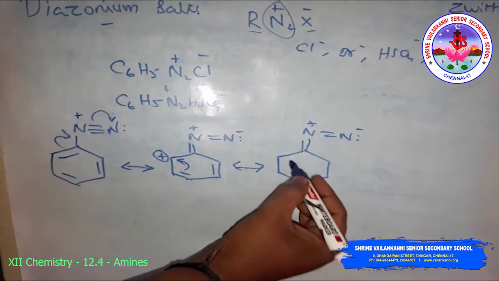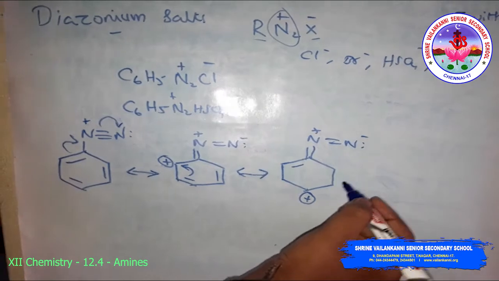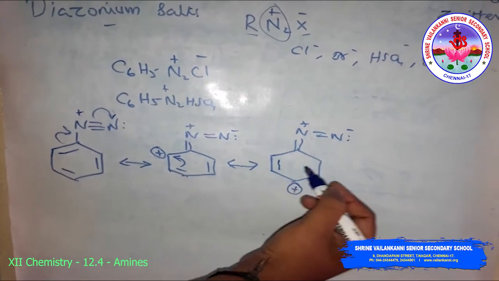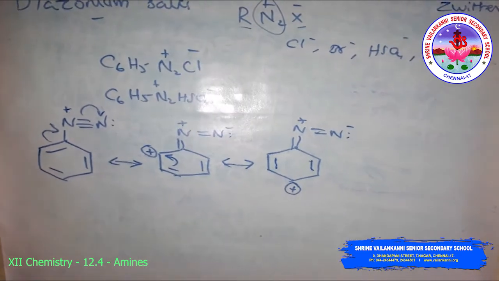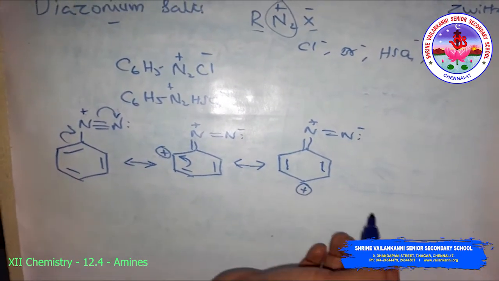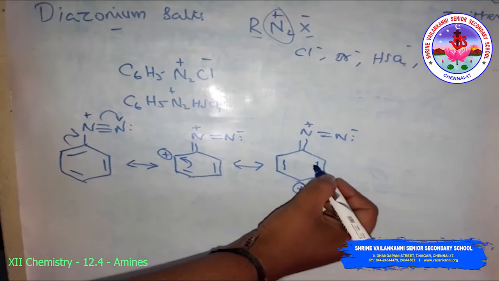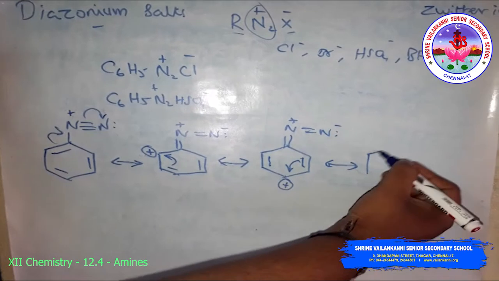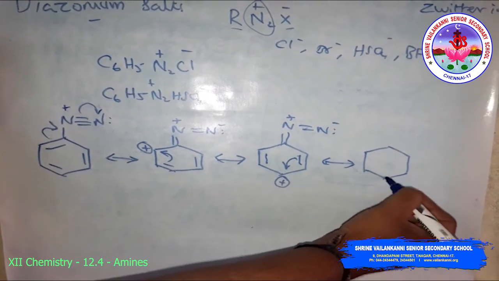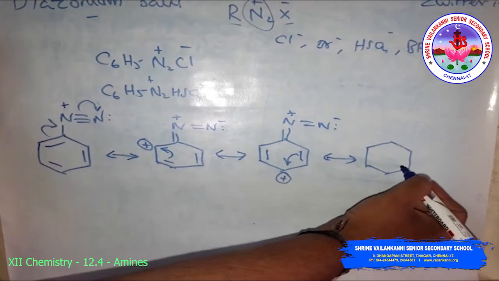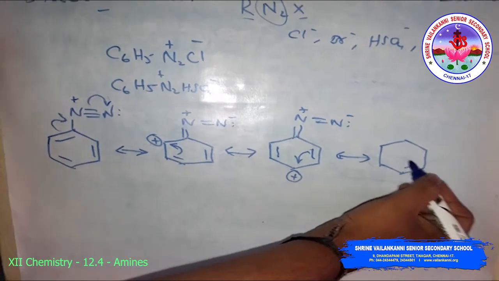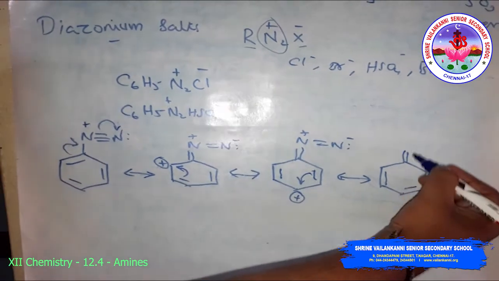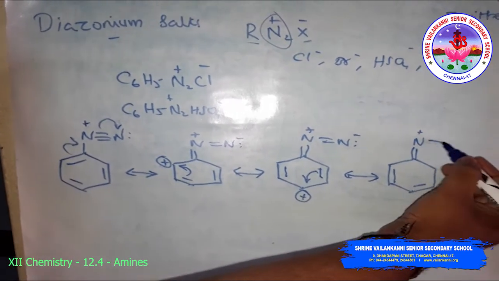So again here the positive charge is created. Now for the stabilization of the positive charge, again the shifting of this and this, you will get N plus triple bond N, like this. So this is the resonance hybrid of the arene diazonium ion.